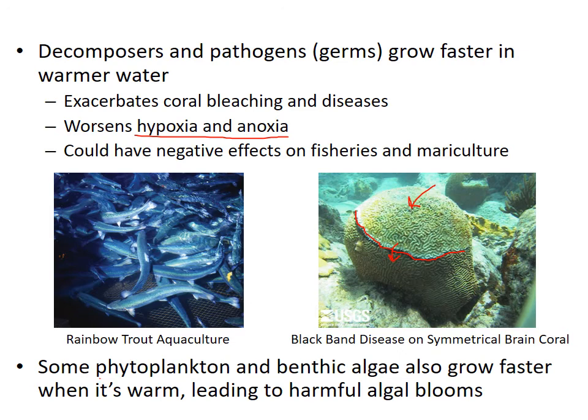Then there's some algae, both phytoplankton and benthic algae living on the bottom, that grow faster when it's warm. So this is another factor, in addition to higher nutrient concentrations, that can contribute to increased amounts of harmful algae blooms as the climate warms.